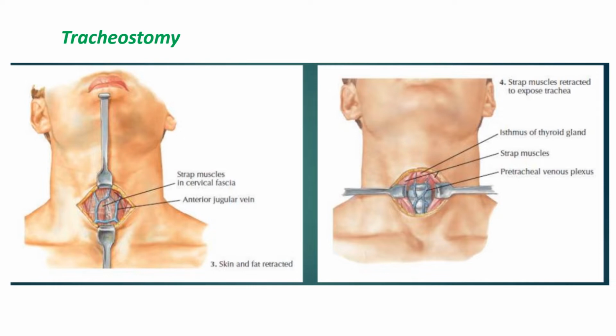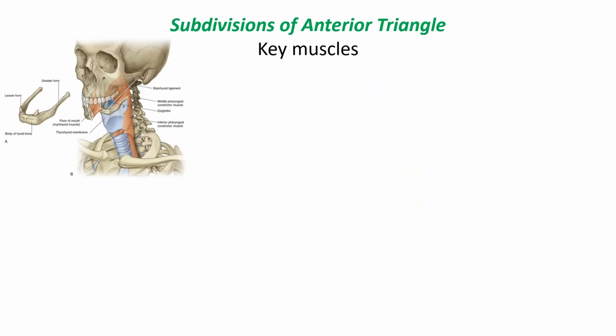His SpO2 is 88, and he requires an immediate tracheostomy. So the structures which you will encounter when you perform a tracheostomy are the basis of this particular part of the lecture. Now let's start by drawing the boundaries of the anterior triangle. First we'll draw the neck, demarcate the anterior triangle, and then further subdivide it.